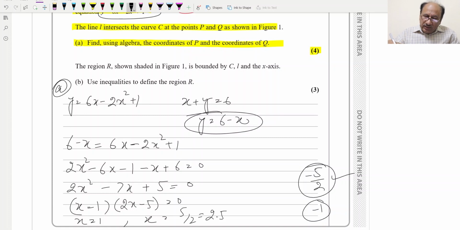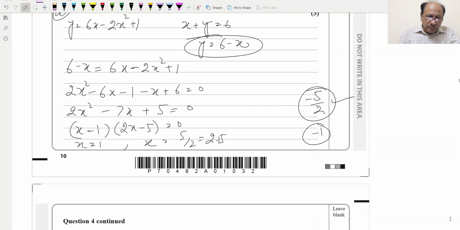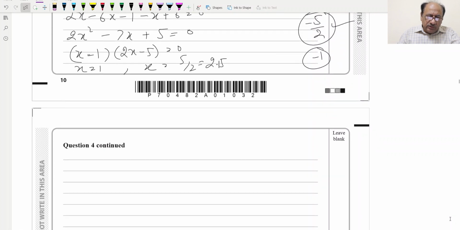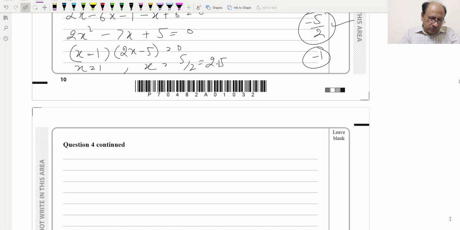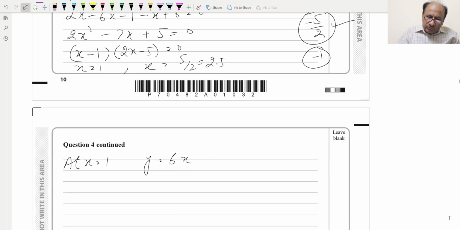2.5. So these x values we can replace in the main equation. In any equation basically we can replace. So at x is equal to 1, y will be equal to what? y is equal to, we have y is equal to 6x minus 2x squared plus 1.